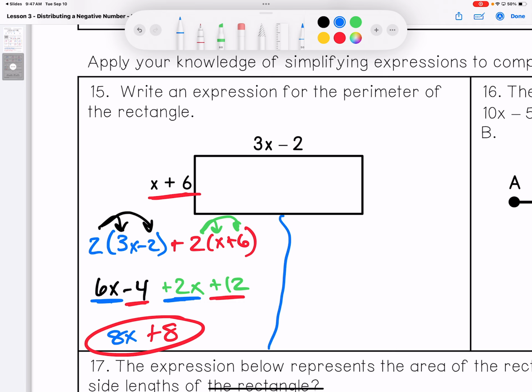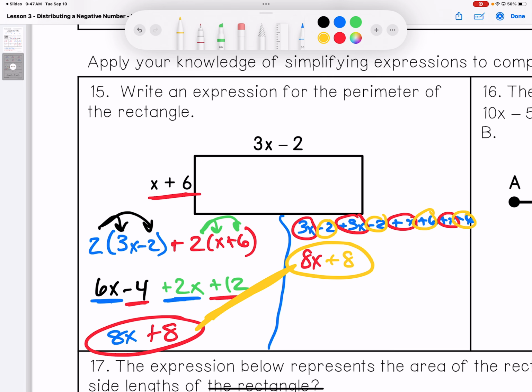Now, you could have done it like this: 3x minus 2 plus 3x minus 2 plus x plus 6 plus x plus 6. When you did that, there's a 3x, there's a 3x, there's an x, there's an x. You would have gotten 3 plus 3 is 6, plus 1 plus 1 is 8x. And you also would have gotten negative 2 plus negative 2 is negative 4, plus a positive 6 is 2, plus another positive 6 is 8. Look at that, same thing. Yippee! Let's throw a party!